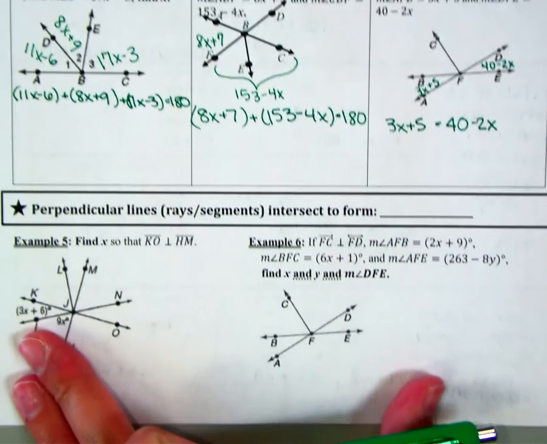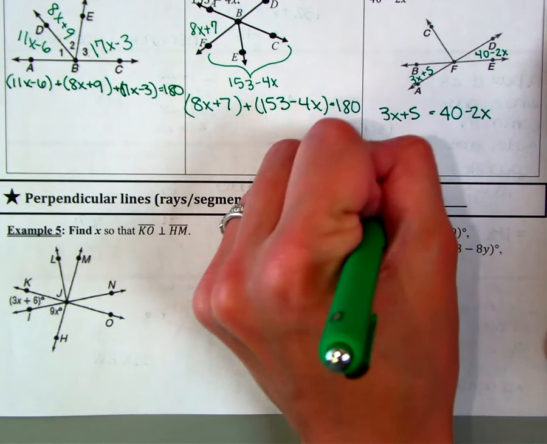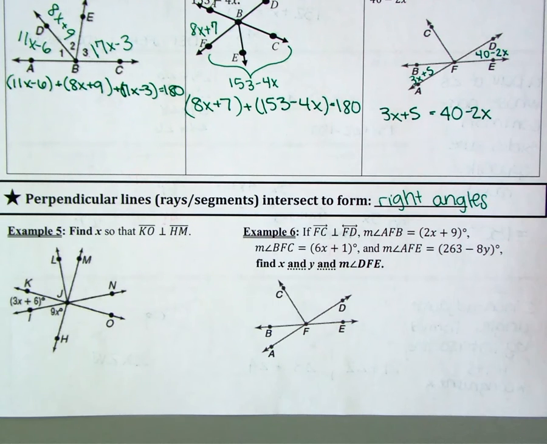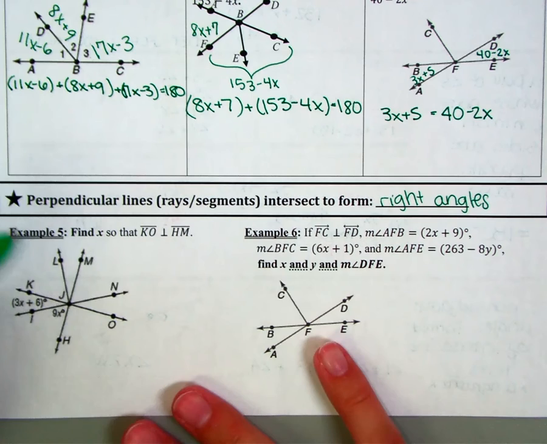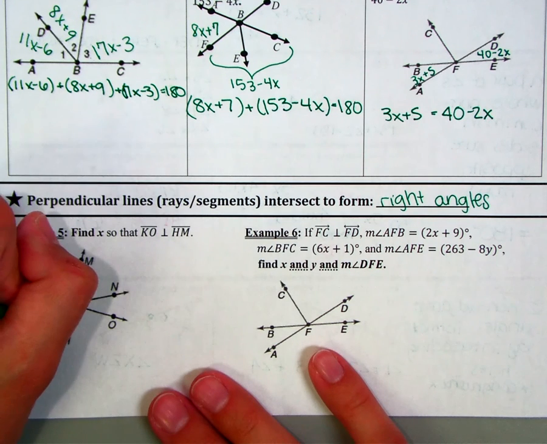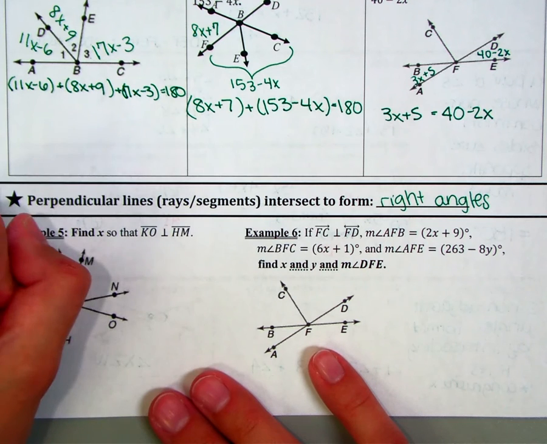Last thing we're going to talk about is perpendicular lines, rays or segments intersect to form right angles. So in example 5, we're going to find x so that KO is perpendicular to HM. So this symbol right here means perpendicular. If KO is perpendicular to HM, that means that all of these angles are right angles. I'll do them in 2 different colors so we can see them all.